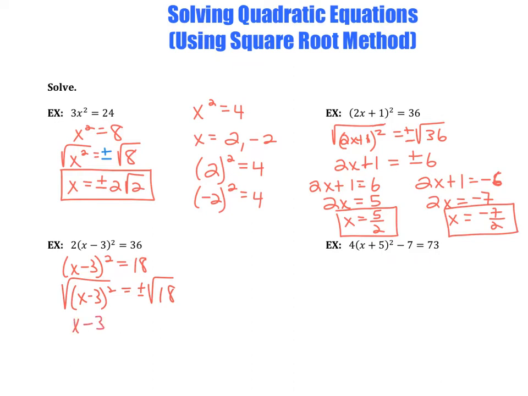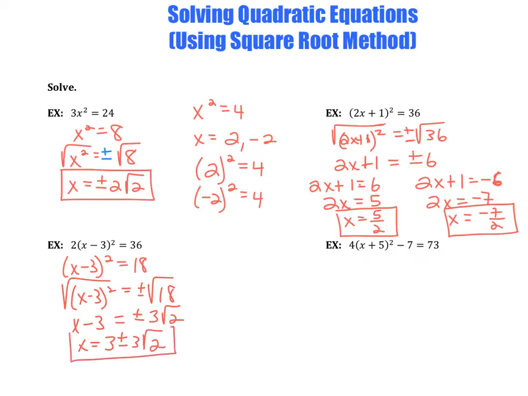So in this case, x minus 3. I can simplify square root of 18 to 3 root 2. And then finally, to isolate x and solve for x, I need to add 3 to both sides. So x is going to be equal to 3 plus or minus 3 root 2.